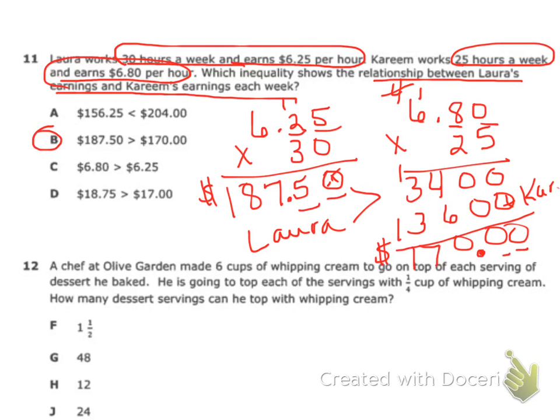Now, if you didn't find the total earnings and you just looked at what they made per hour, then some people might think that it should say $6.25 is less than $6.80. But that is not looking at the earnings. That's just looking at their pay each hour. So this answer kind of can throw some people off. These 2 answers are wrong because the decimal points are in the wrong place. And this is the one that there's no reason to pick. So the correct answer for number 11 is B.